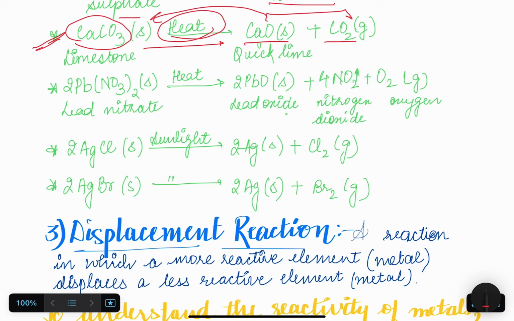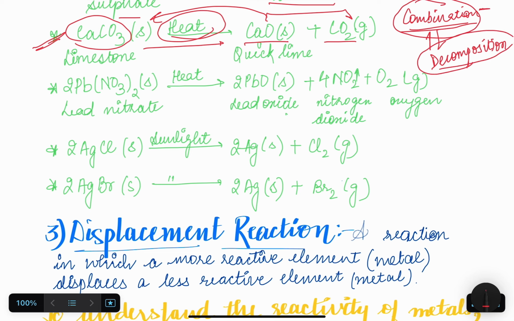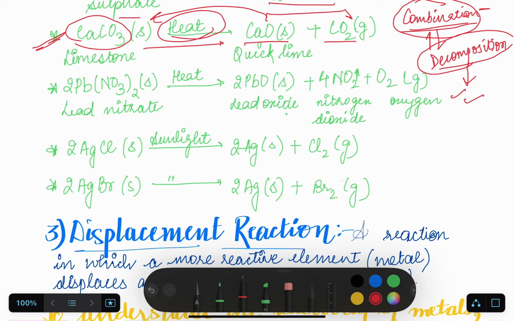In some cases, or majorly we can say, combination is the opposite of decomposition reaction. They can interchange. In combination, two substances combine, and in decomposition, a single substance decomposes to produce two different substances. Basically they are opposite to each other.